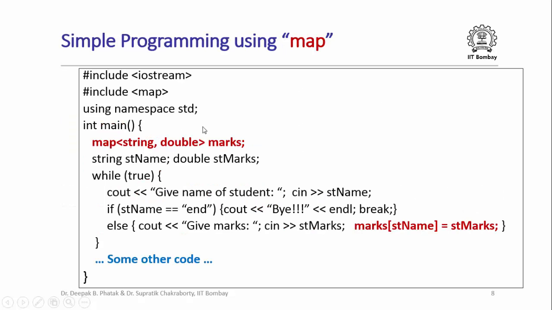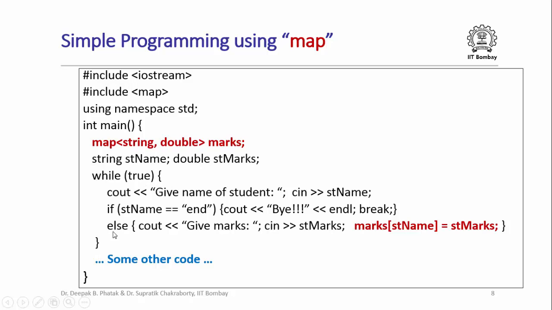Now here is a simple program that uses the map class. Note that I have said #include map here. I've also said using namespace std, because all the member functions of the map class, and indeed the map class itself, is in the namespace std. Now in this program, I have declared an object marks, which is a map with key of type string and value of type double. And thereafter, I have stName, which is a variable of type string, and stMarks, which is a variable of type double.